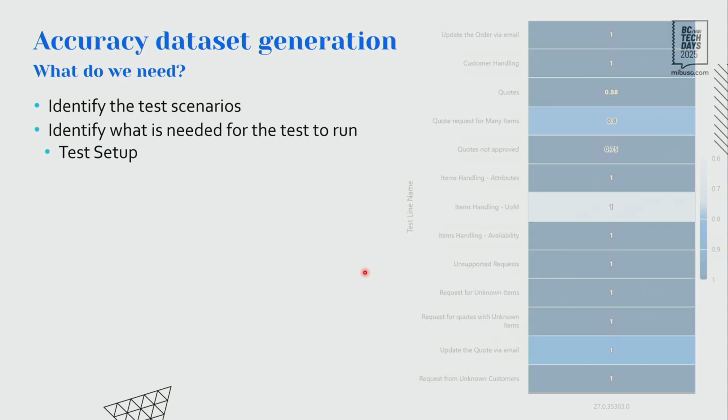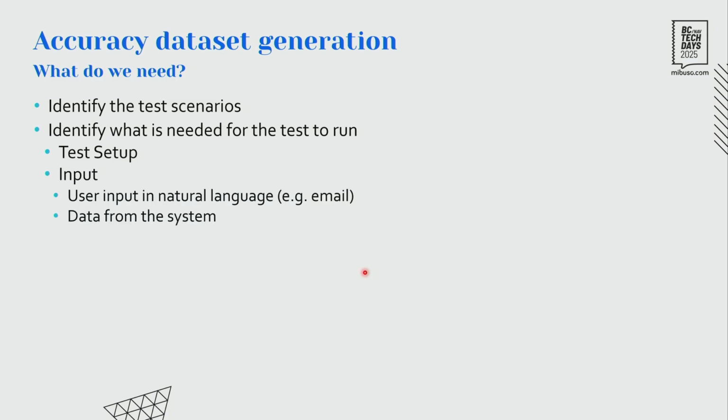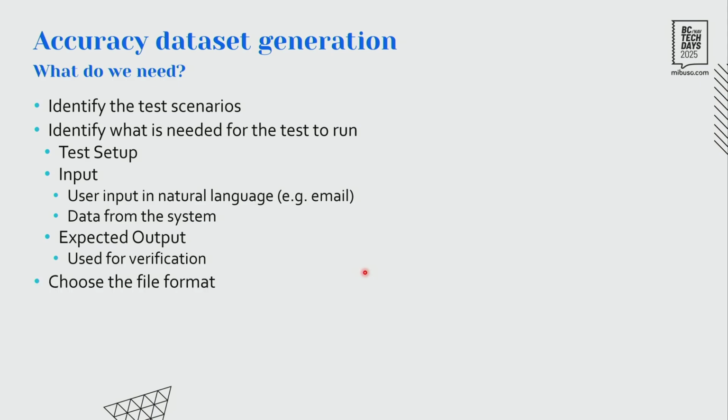And then, for the test to run, as we discussed, we need the test setup. We need the inputs. In this case, it was an email, but it could also be data from your system for other scenarios. And then we need the expected output. For the test, we want to verify something against the input, so we define the expected output. And last but not least, you choose the file format.